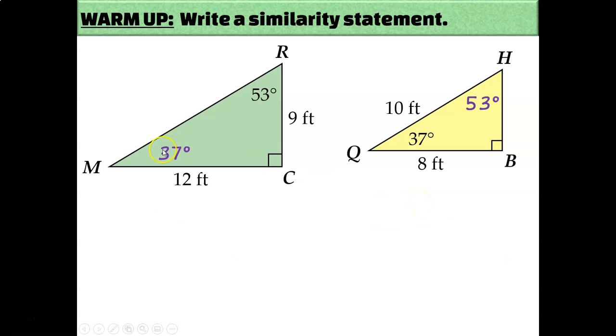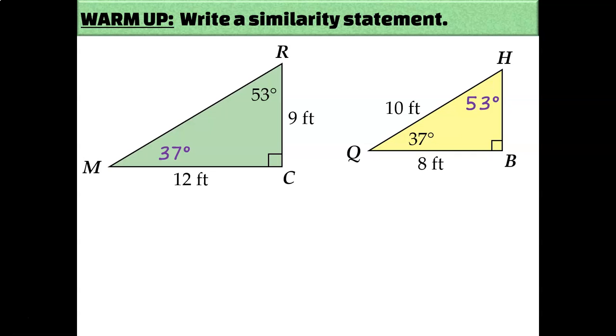So I find out that they have the same angle measurements. They both have a 90-degree angle, they both have a 53-degree angle, and they both have a 37-degree angle. So that means that these two triangles are similar. So let's review how to write a similarity statement.